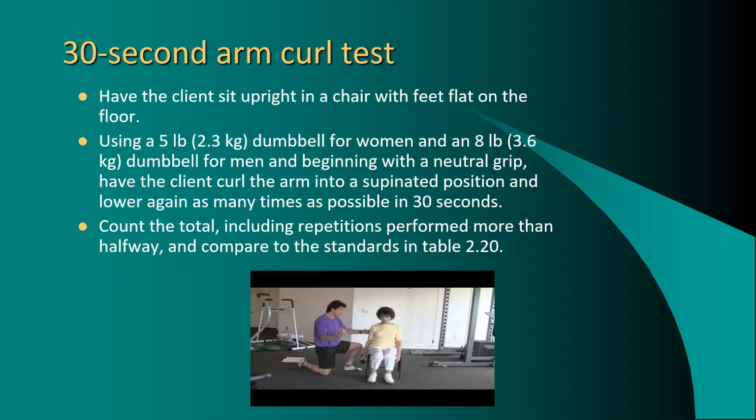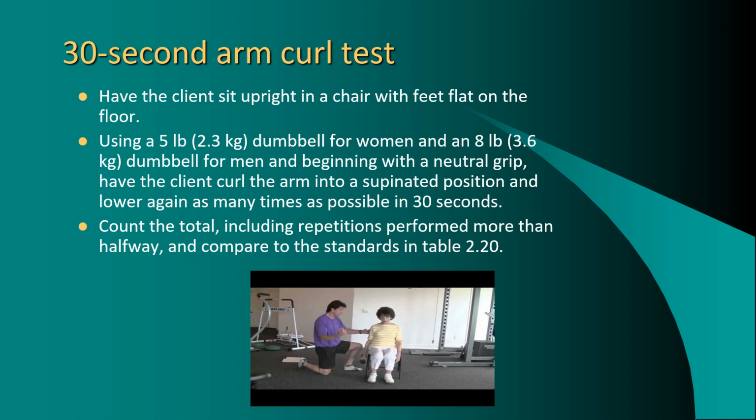The 30-second arm curl test. This is a nice substitution for any of the muscular endurance tests. A limitation for some could be that 5-pound dumbbell for some women. It may be something they can't do at all. They have arthritic joints. Sometimes it's just not possible, but it's a good alternative for those that can do it. 5 pounds for women, 8 pounds for men.